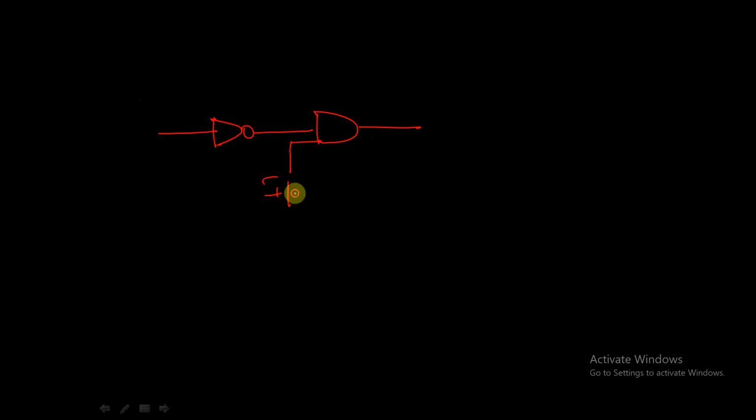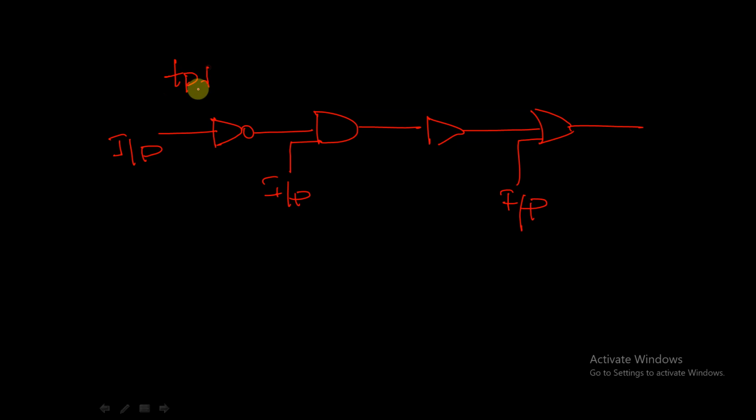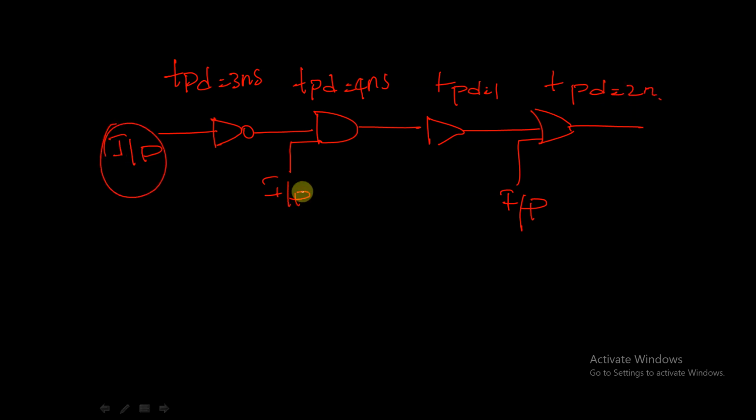let's say this is another input, this is also another input, and it is given to a buffer like this, and it will be given to an OR gate. So this is the input. Let's say the propagation delay tPD here is equal to 3 nanoseconds, and tPD is equal to 4 nanoseconds, and tPD is equal to 1 nanosecond, and tPD is equal to 2 nanoseconds. Here, let's say we will not apply any input; let's say it is grounded.